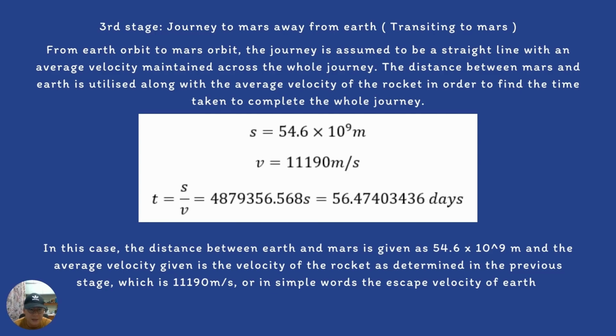In this case, the distance between the Earth and Mars is given as 54.6 times 10 to the power 9 meters, and the average velocity given is the velocity of the rocket as determined in the previous stage, which is 11,190 meters per second, or in simple words, the escape velocity of the Earth.